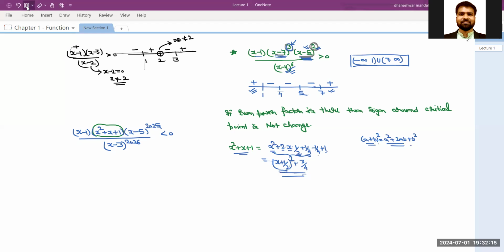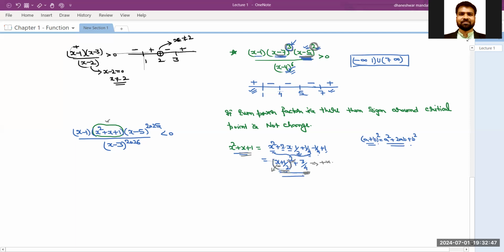From here I can clearly see that if I take any value of x, either positive or negative, then this expression is always positive because a square is there. And 3 by 4 is a number, so if I add these two, I again get a positive number. It means this expression is always positive.